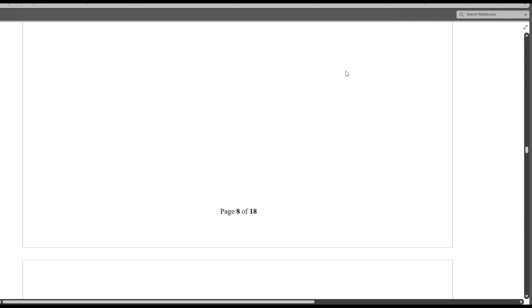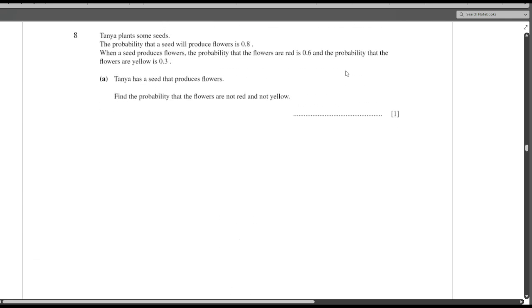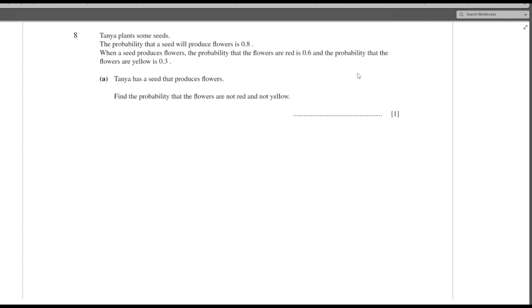Now 8th question. So we will solve half of this worksheet in this class, and the next half we will solve in the next class. Now Tanya plants some seeds, the probability that the seeds will produce flower is 0.8. When the seeds produce flower, the probability that the flowers are red is 0.6 and the probability that flowers are yellow is 0.3. Tanya has a seed that produces flowers. Find the probability that the flowers are not red and not yellow.